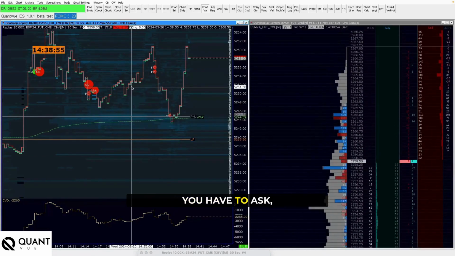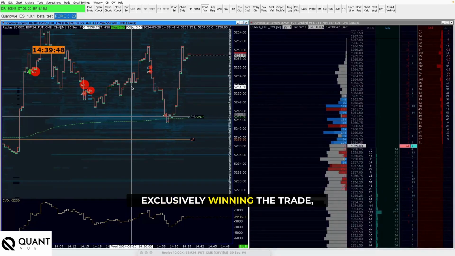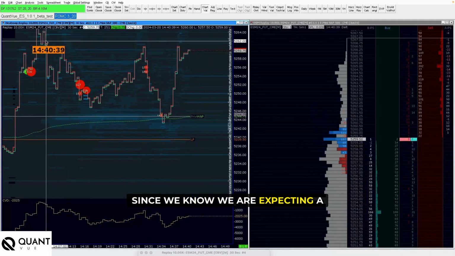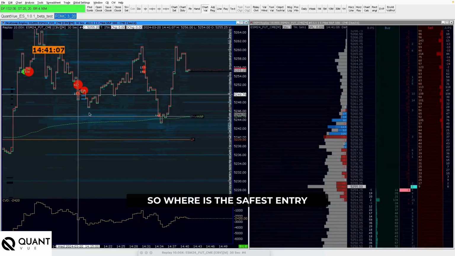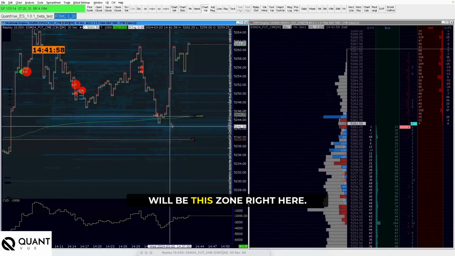You have to ask what's the risk reward, okay? It's not about exclusively winning the trade. It's about how much exposure you have here. Since we are expecting an equal swing to the downside, where is the safest entry that we can potentially find? It could be this zone right here.